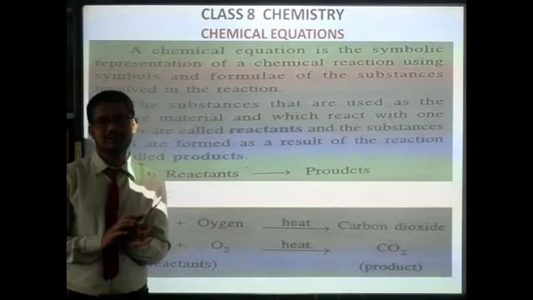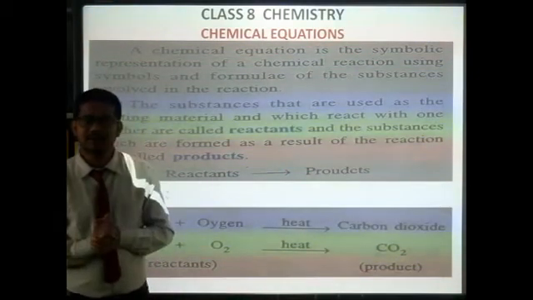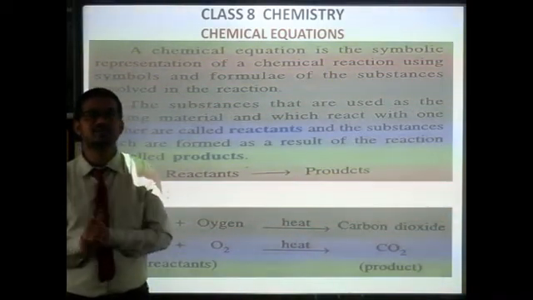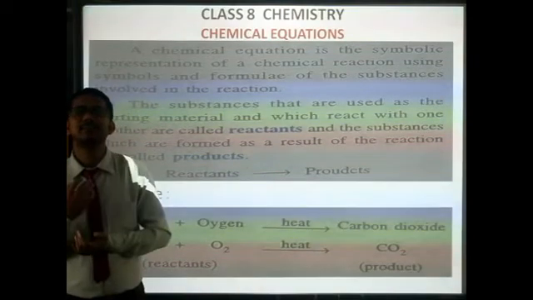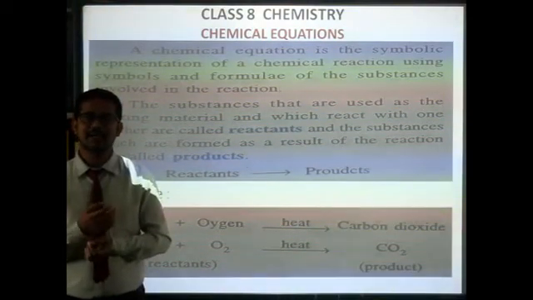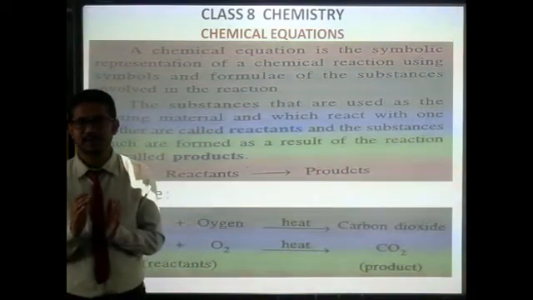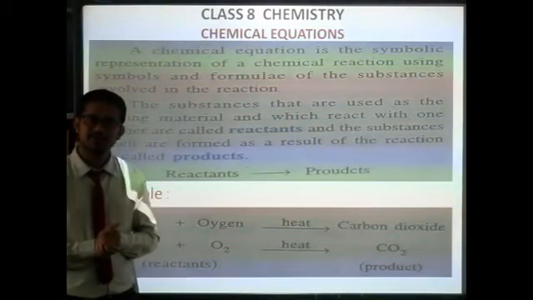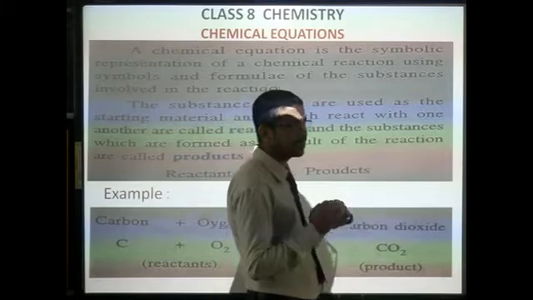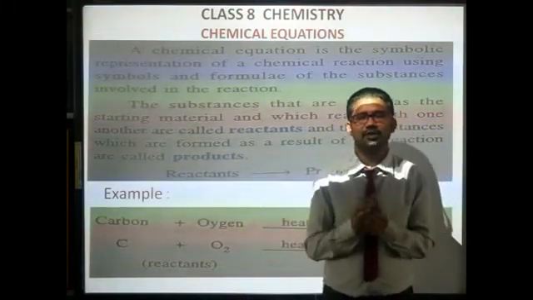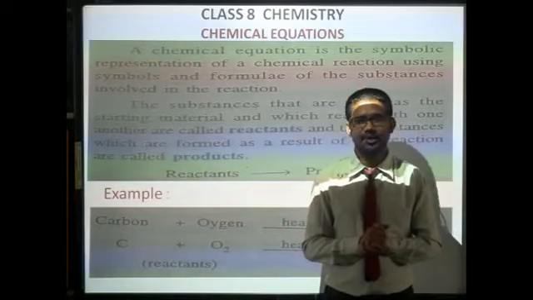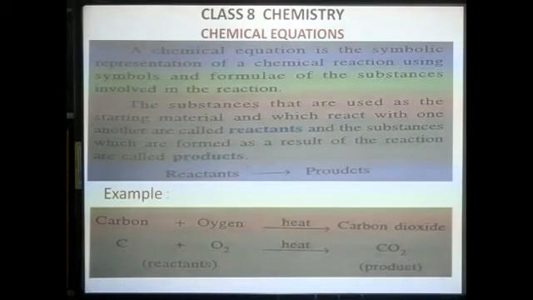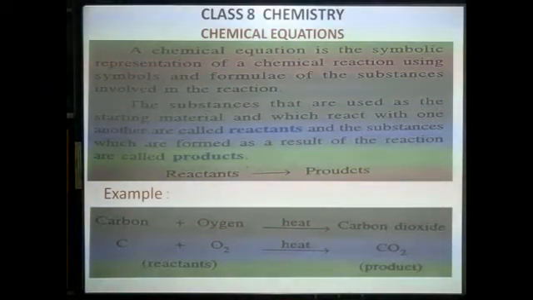So in order to write a very lengthy chemical reaction in an understandable manner and in a short and precise way, we use symbols. We use symbols and chemical formulae for writing this chemical reaction, and that is a chemical equation. So in short, a chemical equation is a short, symbolic representation of a chemical reaction. So what is a chemical equation? Symbolic representation of a chemical reaction.